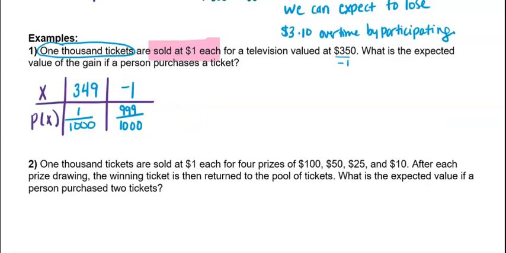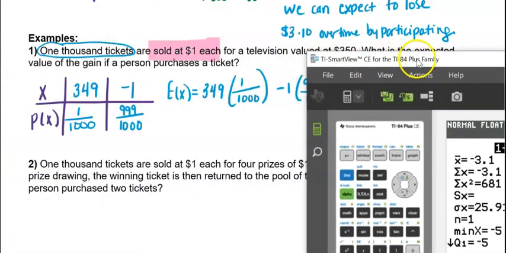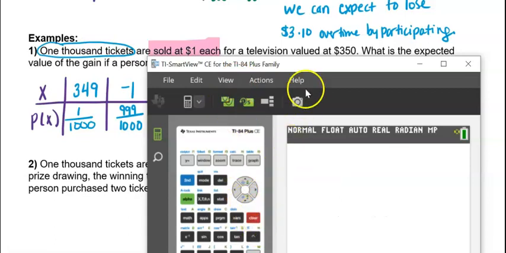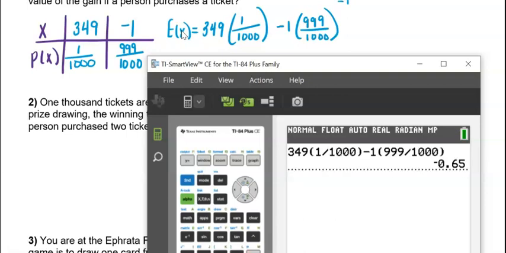Now, when you have a small chart like this, it might make sense to just kind of go through and plug it in by hand. You are welcome to use your calculator. And when I say that, I mean your lists and then typing that in. I actually might just go through and type this in like this. Might be a little bit faster, so I'm going to pull my calculator up. And I'm just going to type in what I see here. Okay, so I'll clear out of that. Scroll up. So I have 349 times 1 out of 1,000 minus 1 times 999 out of 1,000. Negative 0.65. So we're looking at losing 65 cents every time.